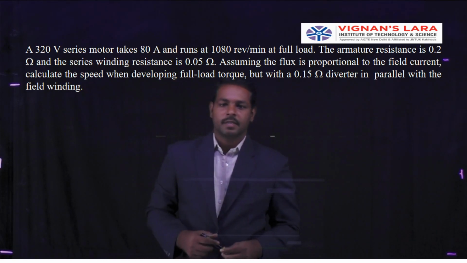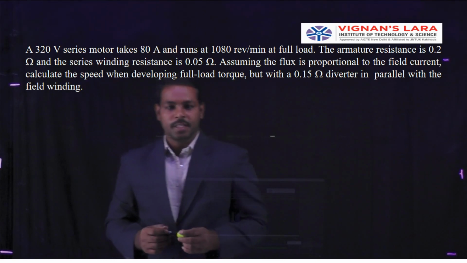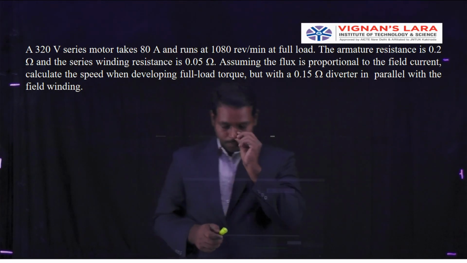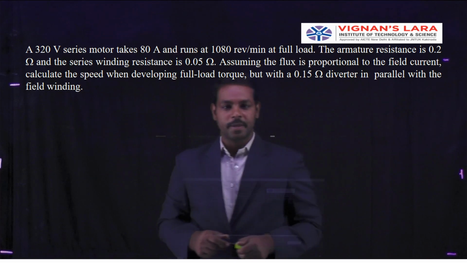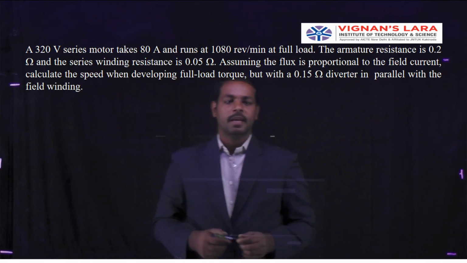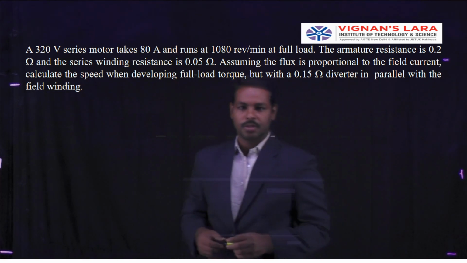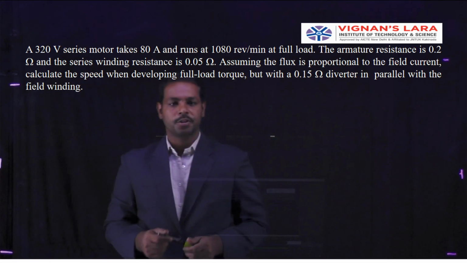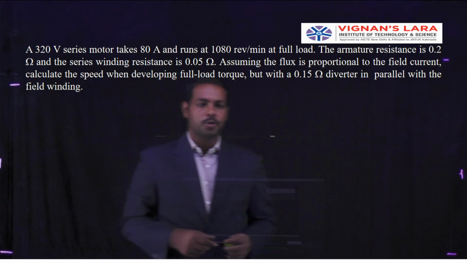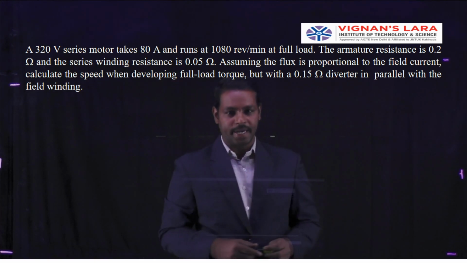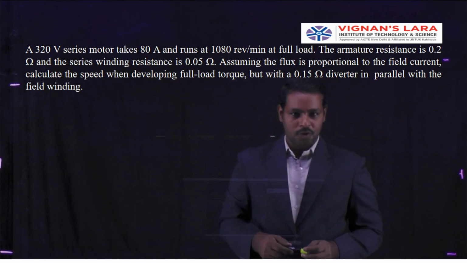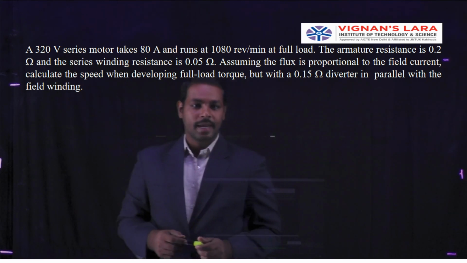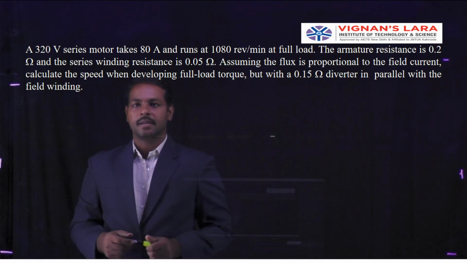So the next one is a 320 volt series motor that takes 80 amperes and runs at 1080 revolutions per minute at full load. The armature resistance is 0.2 ohms. The series field winding resistance is 0.05 ohms. Assuming the flux is proportional to the field current, calculate the speed when delivering the full load torque, but with a 0.15 ohm diverter in parallel with the field winding.